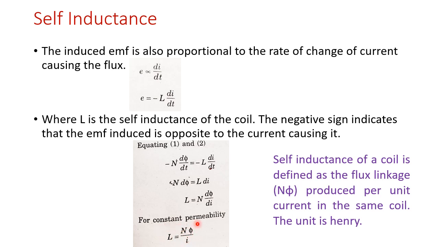This is for constant permeability. Constant permeability means d phi by dt is not varying. So at that particular instant, or at constant permeability, L can be written as N phi by I. Therefore, the self-inductance of the coil is defined as the flux linkage, which is N phi, produced per unit current in the same coil, and the unit is Henry.